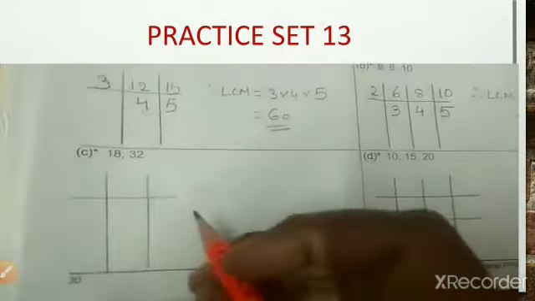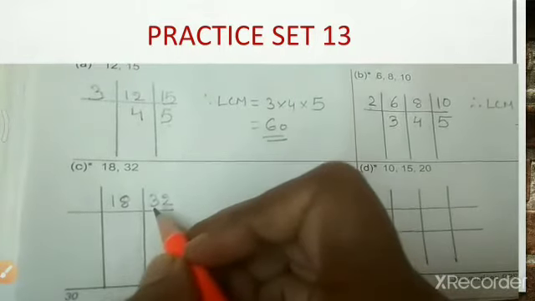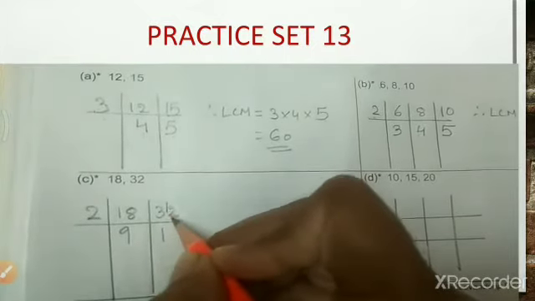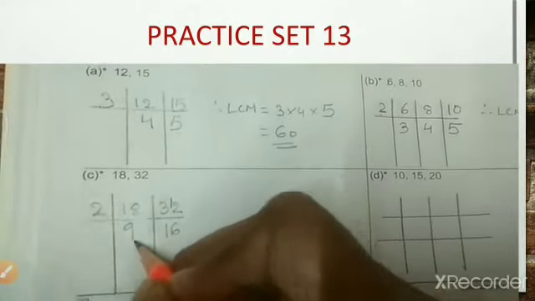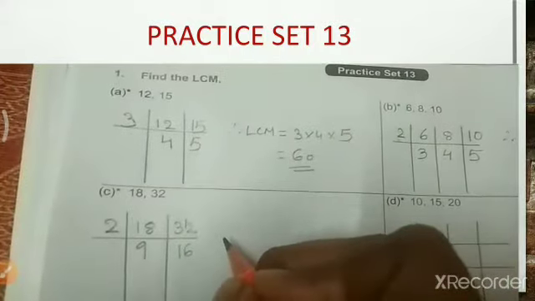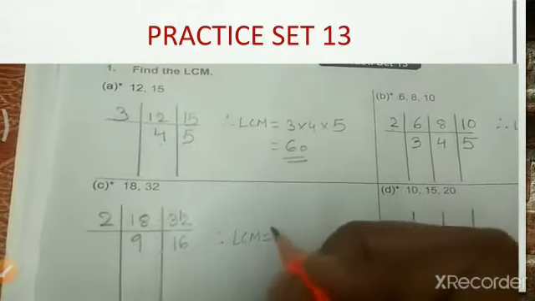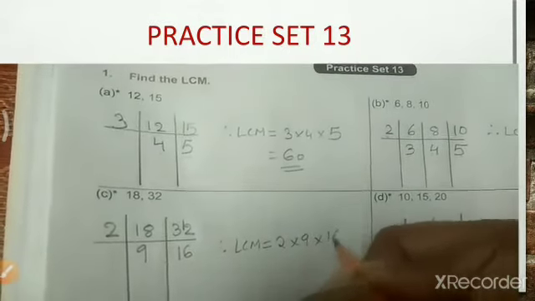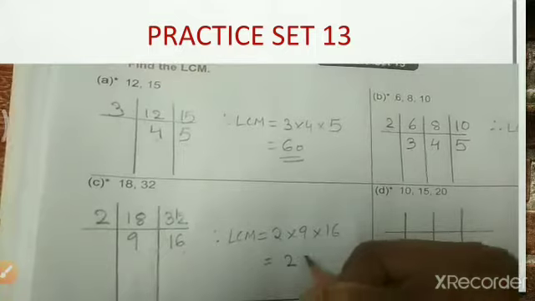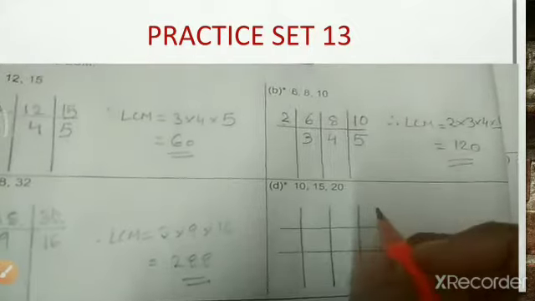Clear? Now see the third one, 18 and 32. What is the LCM of 18 and 32? 18 and 32 is divisible by 2. That is 2 9s are 18 and 2 1s are 2, 1 carry, it will become 12. 2 6s are 12. Now our remainder is 9 and 16. So 9 and 16 is divisible by itself. So what will be your LCM? Your LCM will be common factor as well as uncommon factor. So 2 into 9 into 16. So here what you will get? Here you will get 288. Your LCM. Clear?